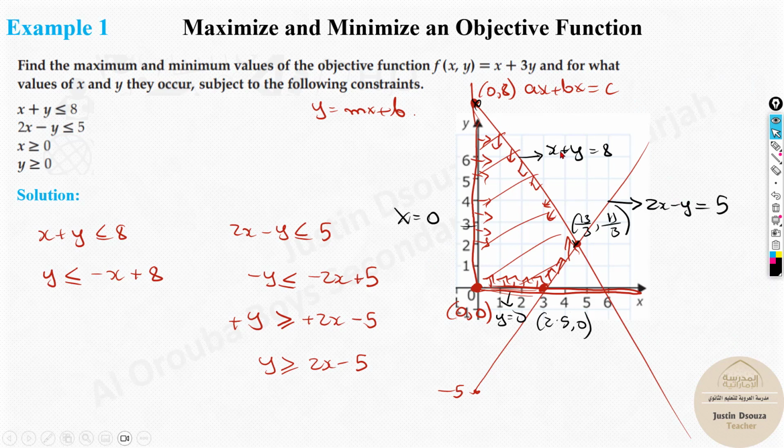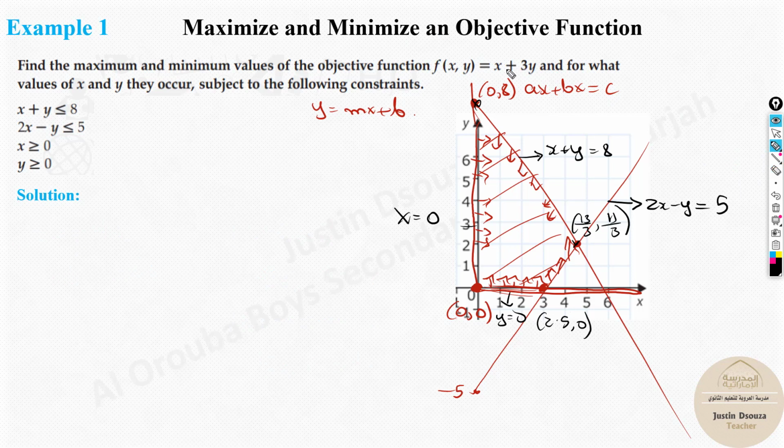So now we found out the x and y values of the vertex. All you need to do is substitute all these vertex points in this equation. So I'll just do it out over here. Now this objective function is very important because when we substitute all the vertex points in it, we will get the maximum and the minimum values. So let's do it out over here.